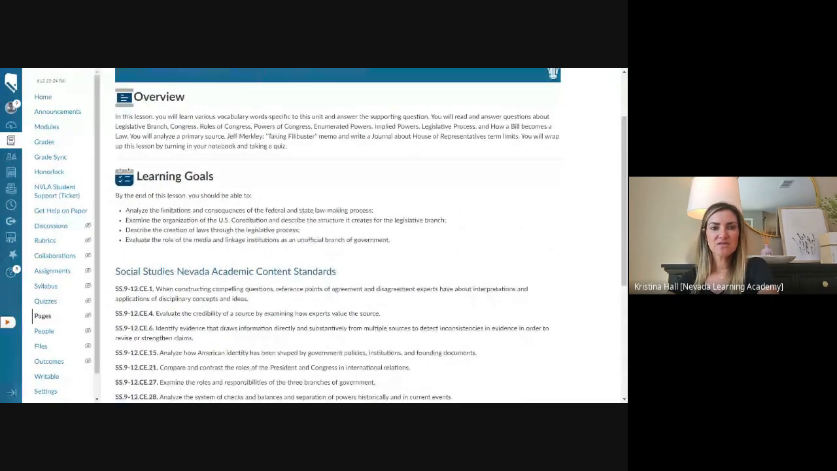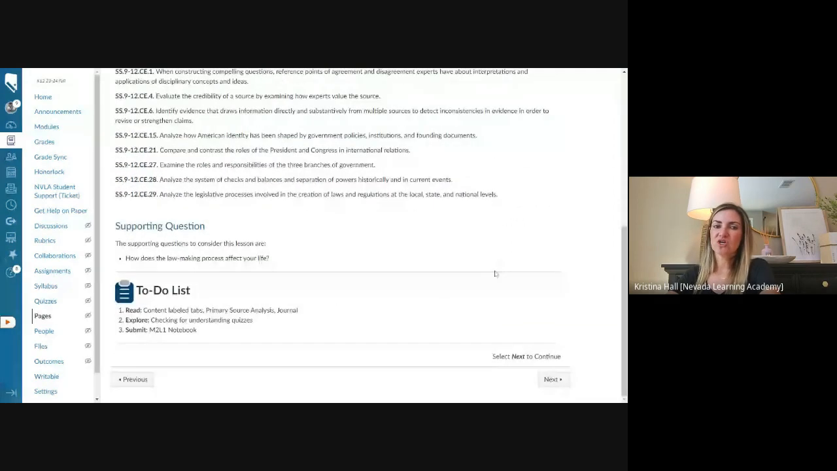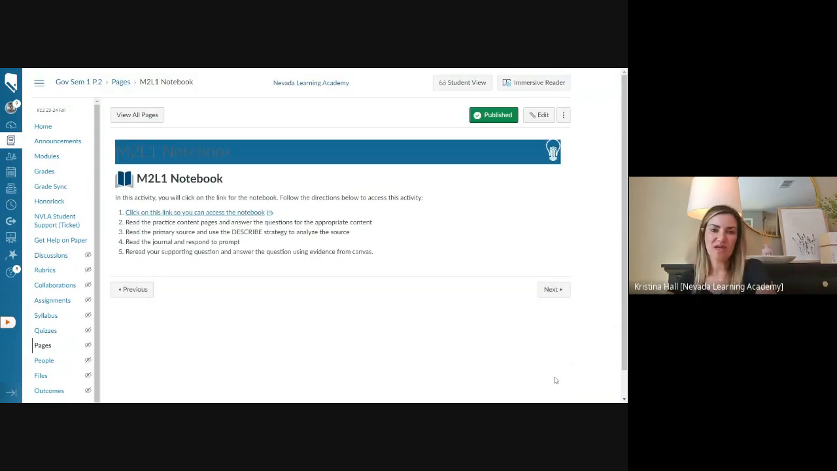All right, and it says we're going to analyze basically state and federal, the lawmaking process, which is what the legislative branch does. Okay, so how is the legislative branch structured? How do they create law? So what is that process? And we're going to watch a good old classic of how a bill becomes a law. So how does the lawmaking process affect your life? So that's the whole goal or thing that we're going to be answering today. And then when we meet again.